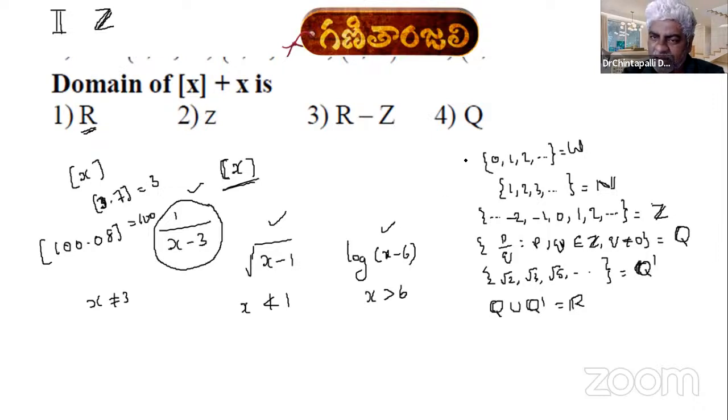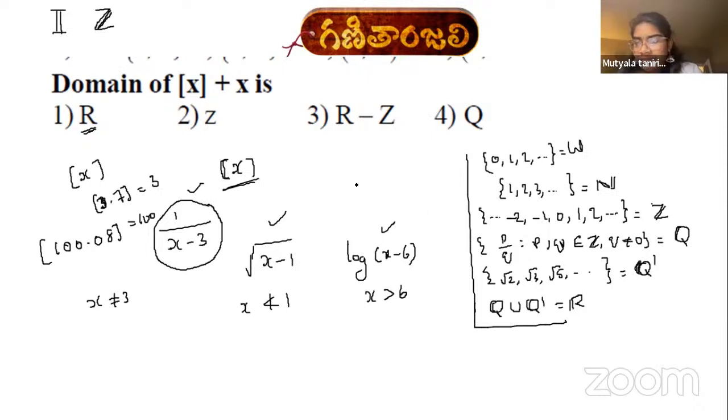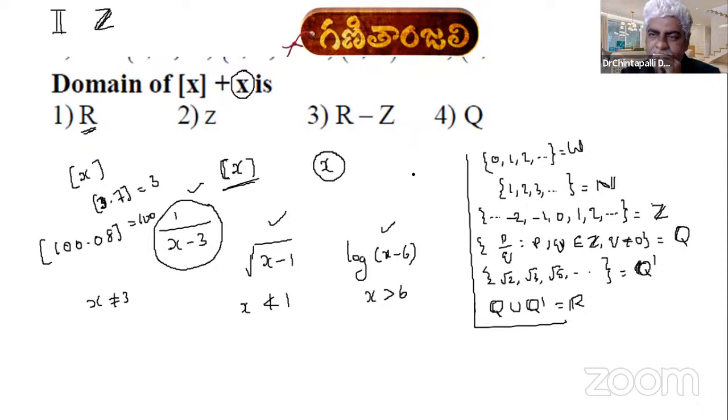R includes all the real numbers. What about the second part? The second part is simply x. For which values of x does this become undefined? No such value. So this is defined for any value of x, and the domain of this function is R only.